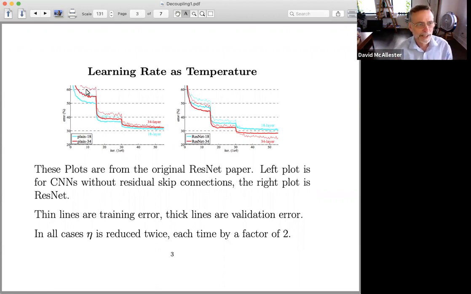Anyway, the point here is that a typical training protocol is to keep reducing the learning rate by a factor of 2 for a couple of steps. And when you do that, the average loss comes down. I want to think of this as a kind of energy related to a kind of temperature, where the temperature is the learning rate.